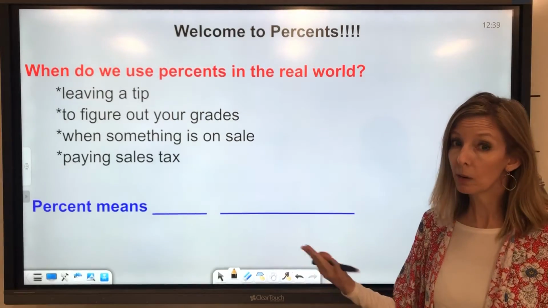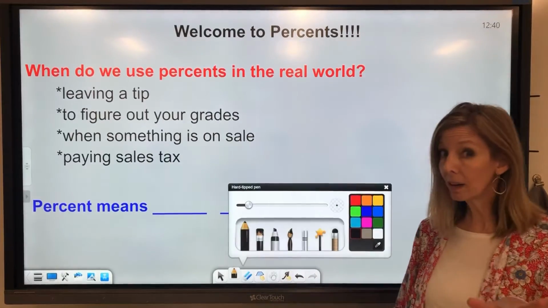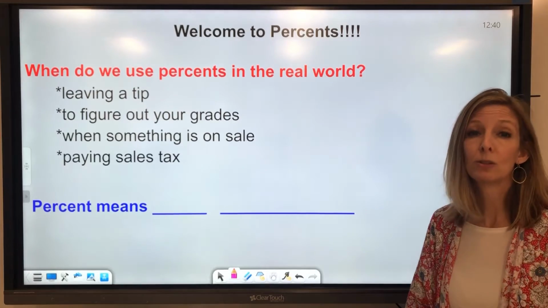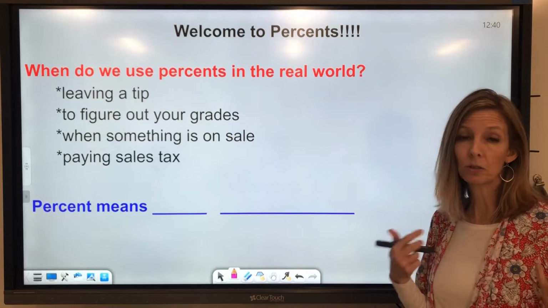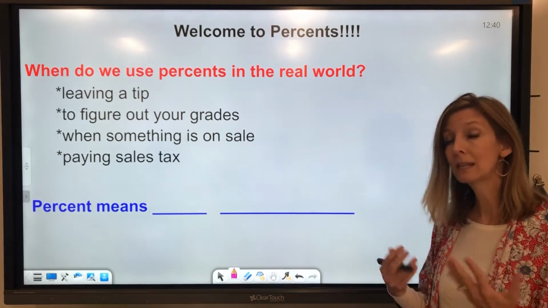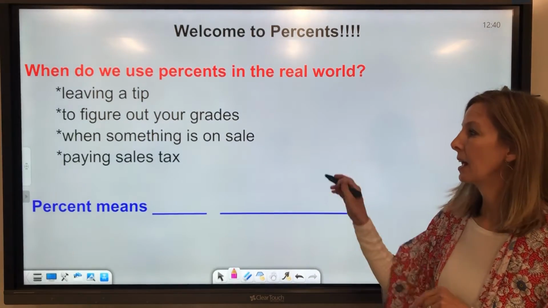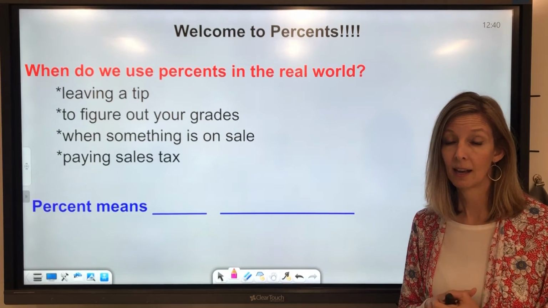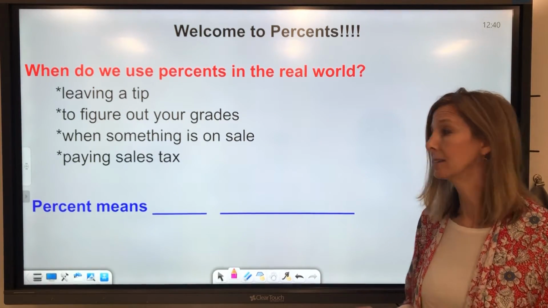So, a lot of times in math classes, I feel like students ask, or just all classes, when are we ever going to use this in the real world? And I'm here to tell you, percents is something that you will use all the time. Ask your parents, they will attest to this fact. For example, when you leave a tip at a restaurant, you're using percents. To figure out your grades, I just had somebody ask me this week how a certain test score would affect their overall average in the classroom, so that's a percent. When something's on sale, we've all been to a store and seen 20% off. And then paying sales tax. If you go in to buy something and you only have $1 on you, and the item costs 99 cents, do you have enough? What percent is sales tax?